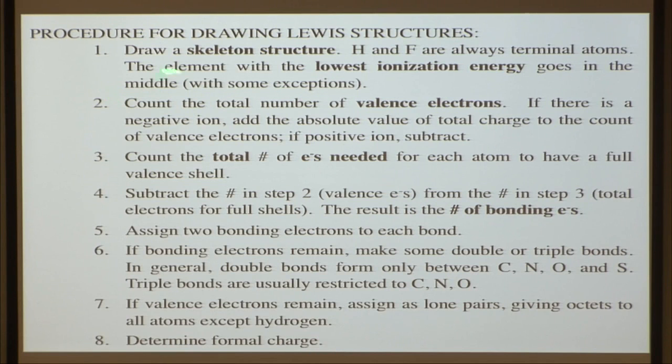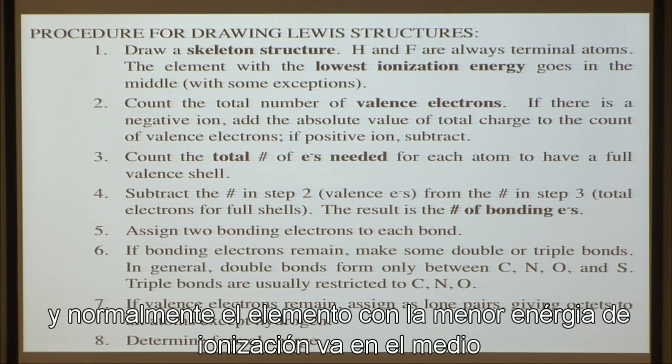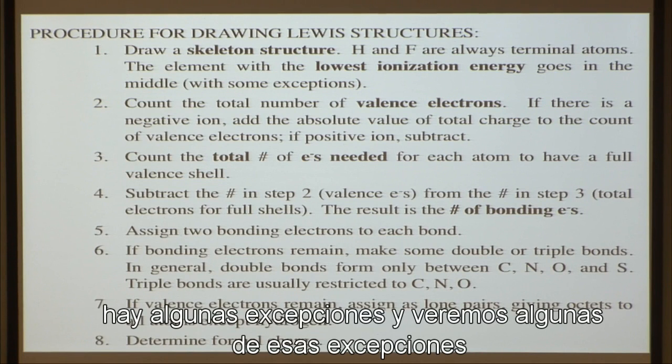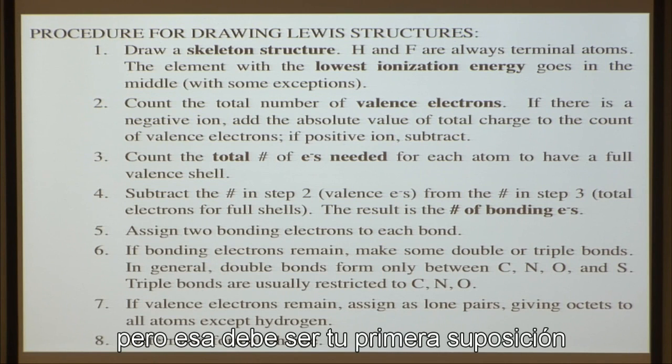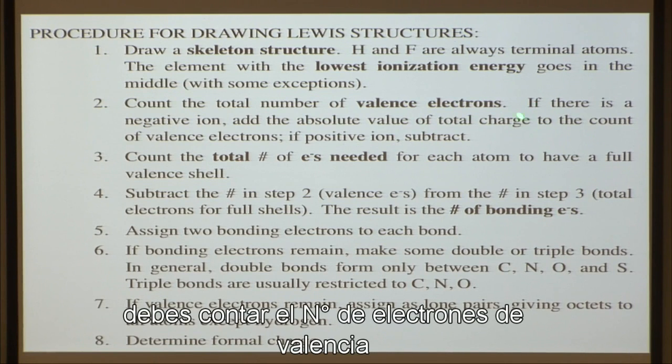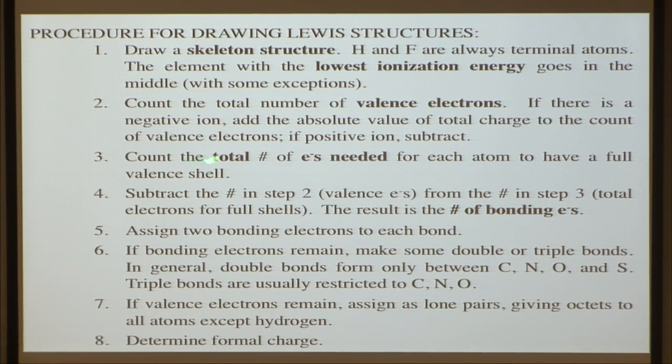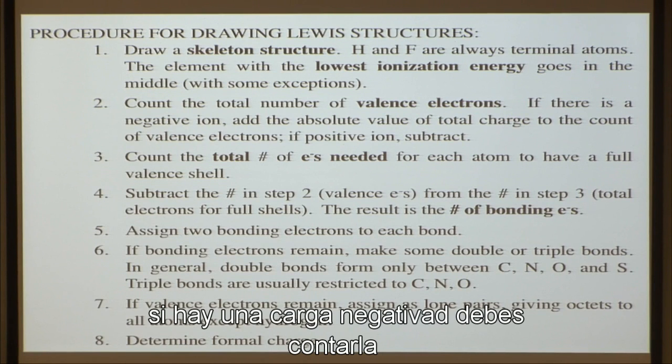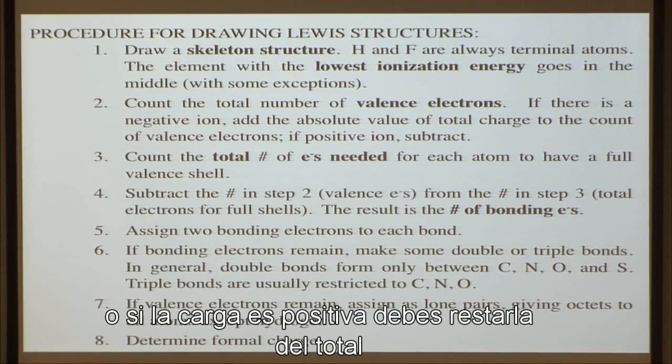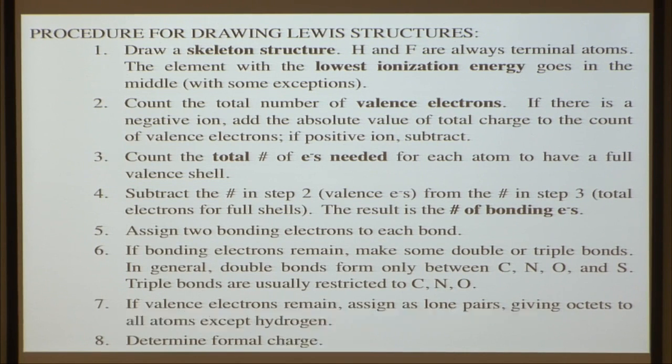And typically, the element with the lowest ionization energy goes in the middle, and there are some exceptions, and we'll see some of those exceptions. But that should be your first guess. You want to count the number of valence electrons. If there's a negative charge, you need to count that in, or if there's a positive charge, you need to subtract that from the total.